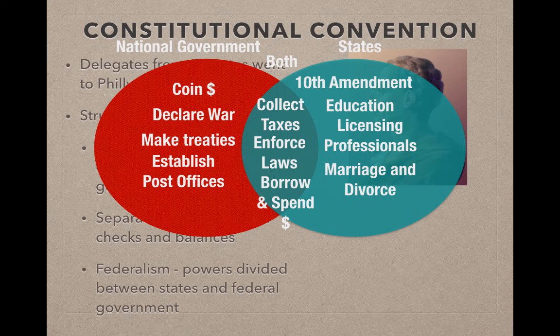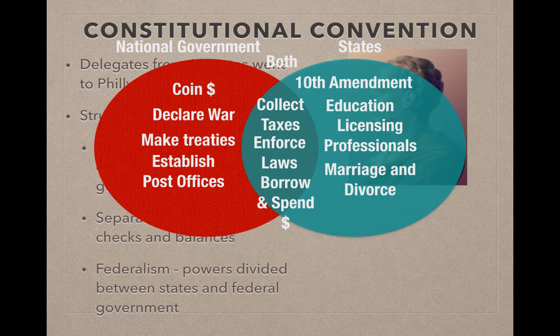So for example, under the national or federal government, only they can coin money, declare war, make treaties, and establish post offices. So those are things that are delegated to the federal government. Things that are reserved for the states, that's the 10th Amendment, which we'll talk about in a bit. Education, licensing professionals, and marriage and divorce.